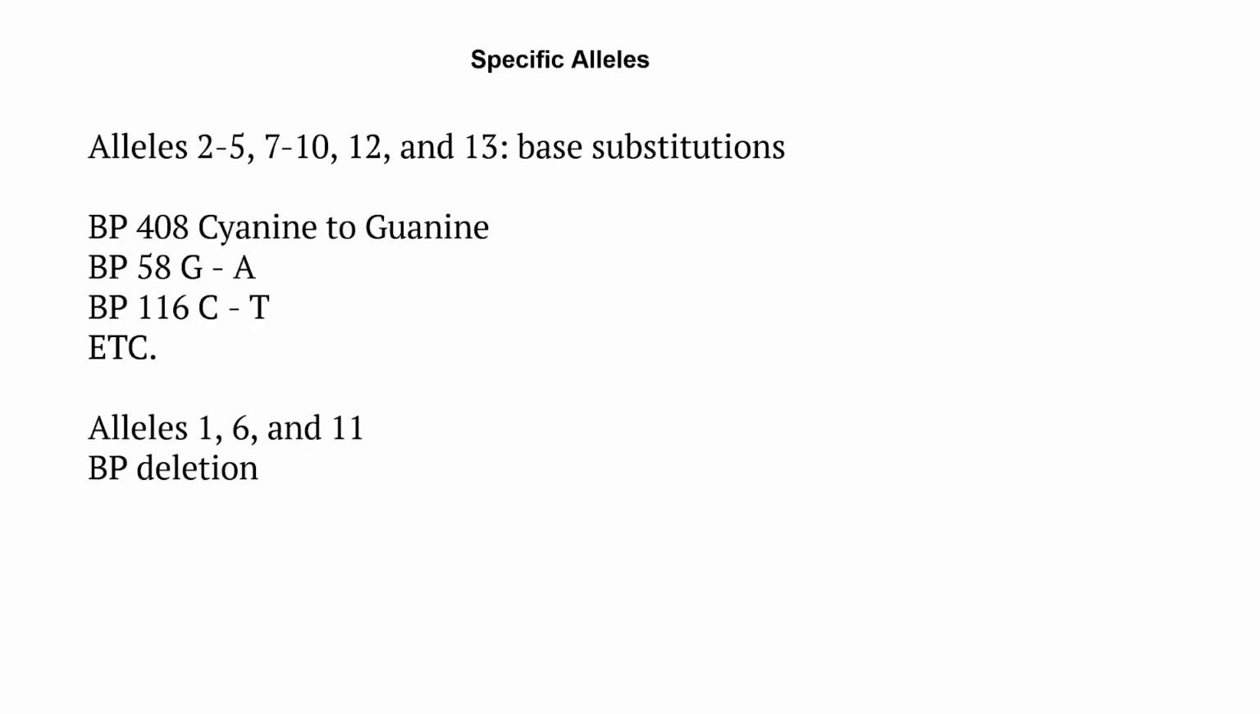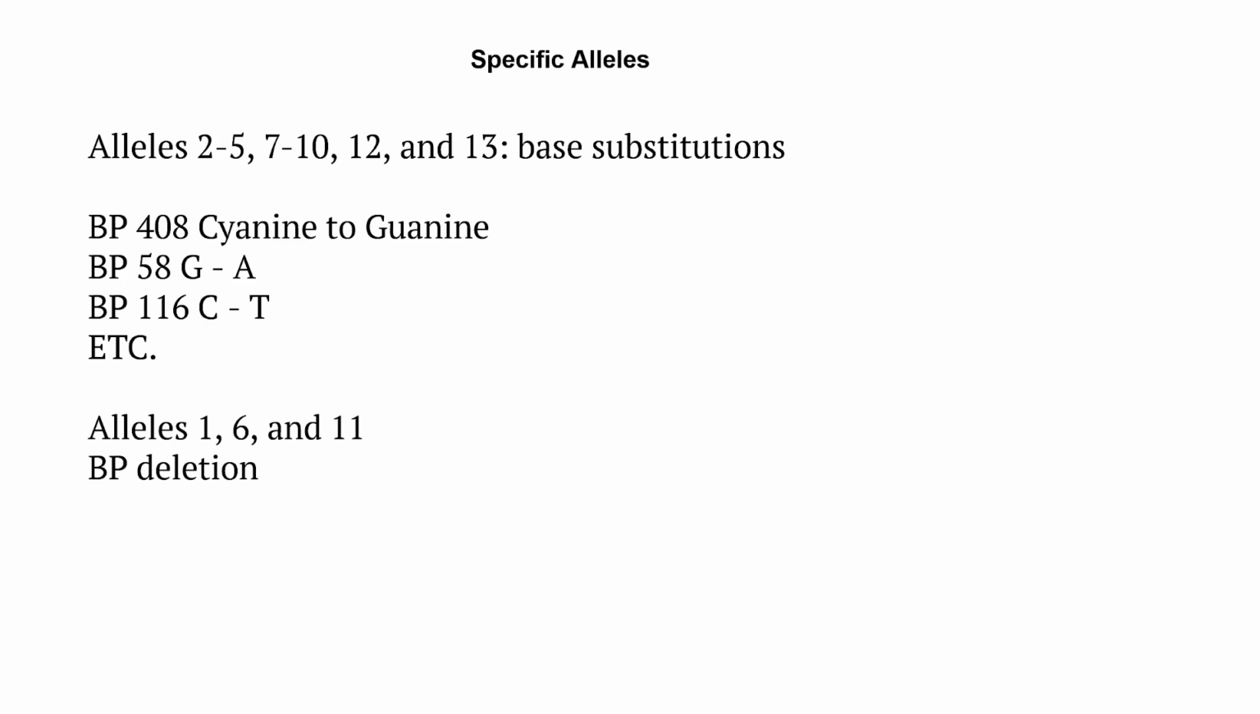Now, what are the details of these alleles that cause such a fuss? Well, 9 out of 13 of them are single nucleotide point mutations. For allele number 2, the swapping of cytosine to guanine at base pair 408 leads to dyskeratosis congenita. G2A at BP58 is bone marrow failure. C to T at 116 is bone marrow failure again. So on and so on. So it really goes to show just a single nucleotide off can really ruin the whole shebang.